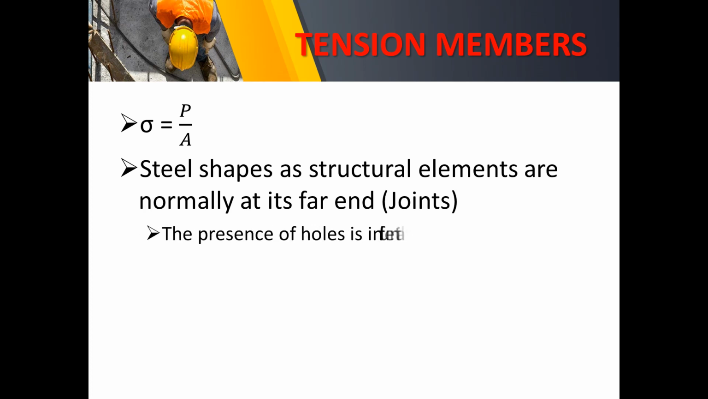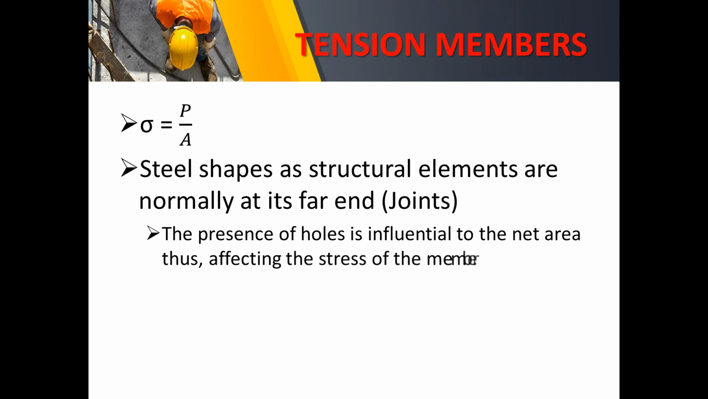Steel shapes as structural elements are normally connected at their far ends. Of course, those members will be interconnected at their joints or points of intersection, especially on frames and trusses. The presence of holes is influential to the net area, thus affecting the stress of the member. If you connect by a bolt, the space occupied by that bolt will reduce the net area of your cross-section.